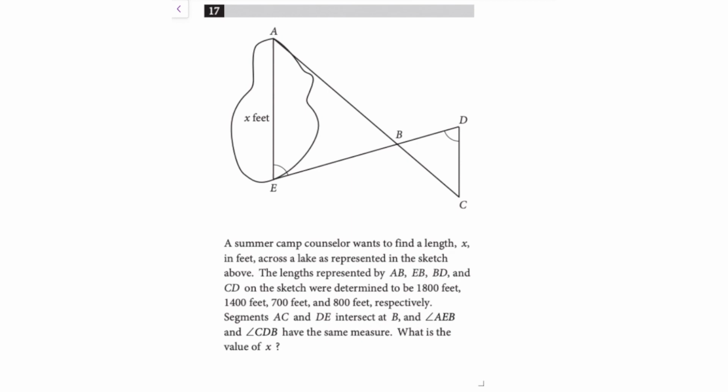First, I'm going to label my diagram. So I know AB is 1,800 feet. I know EB is 1,400 feet.